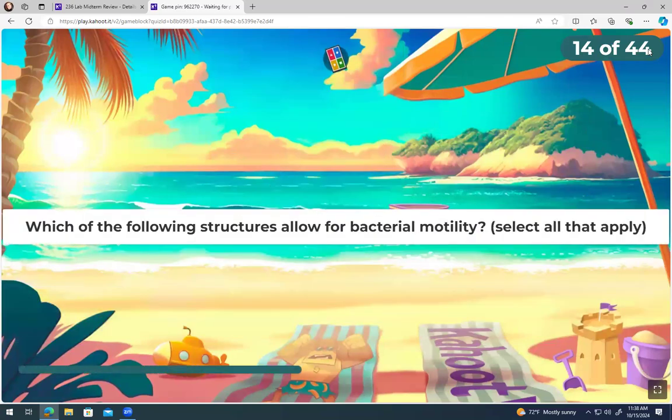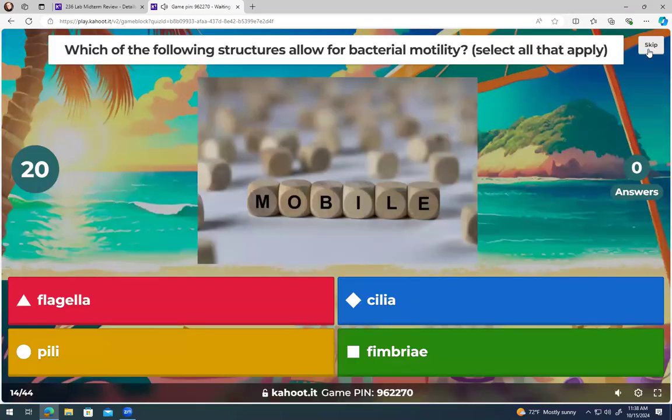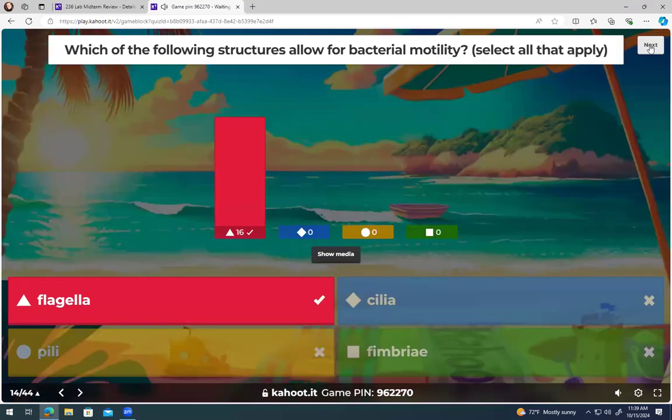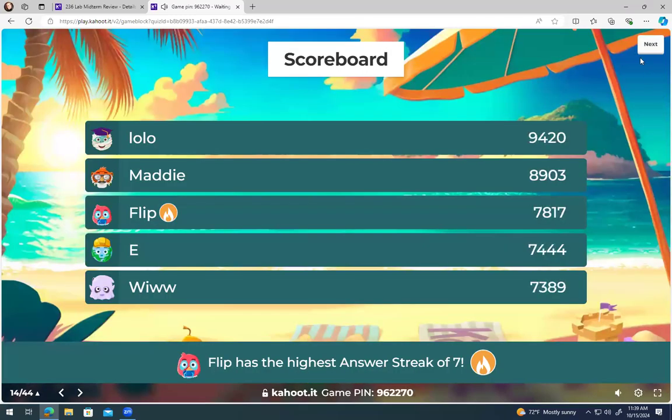So which of the following structures allow for bacterial motility? Select any that fall into the category. All right, great job, guys. I don't even have to question it. It's only the flagella.